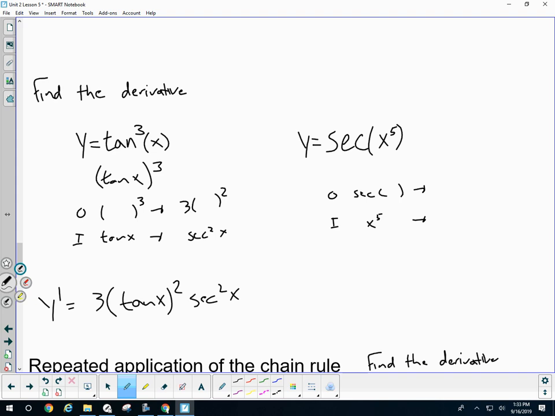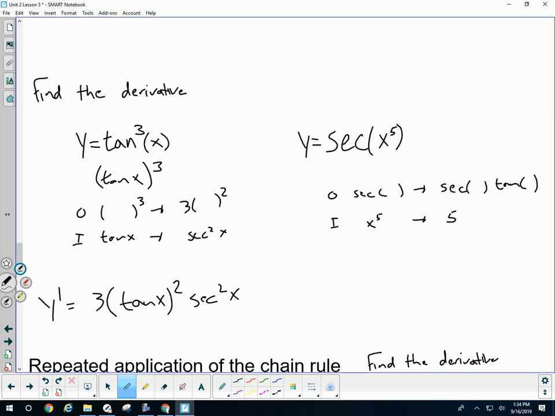What I like to hear is people saying the derivative of secant x is secant x tangent x. So the derivative of secant parentheses would be secant parentheses tangent parentheses. I see students write, oh, derivative of secant, secant tangent, but you forget that you need secant x tangent x.